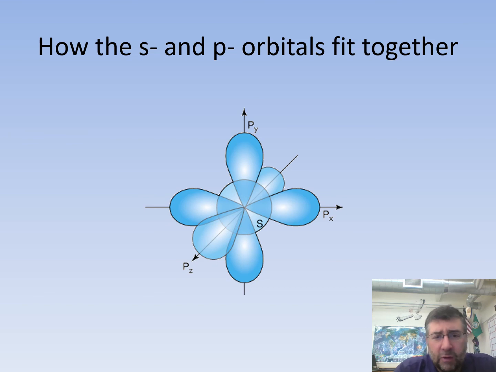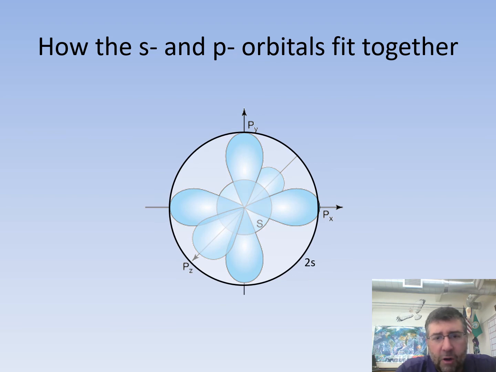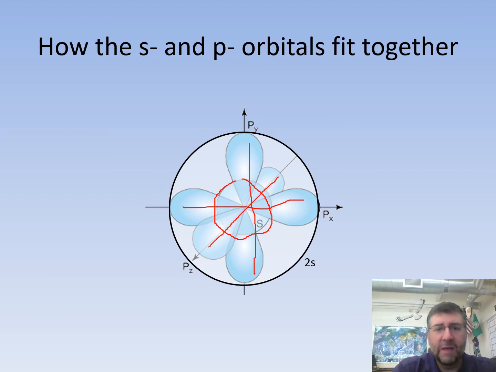So here's kind of a way of visualizing it. So we've got our s and our p's located here. And then here's our 2s. So if we go back, here's our 1s located here. We've got our p orbitals going along the x-axis, the y-axis, and the z-axis, and then all of them are contained by that 2s sphere that's out here.